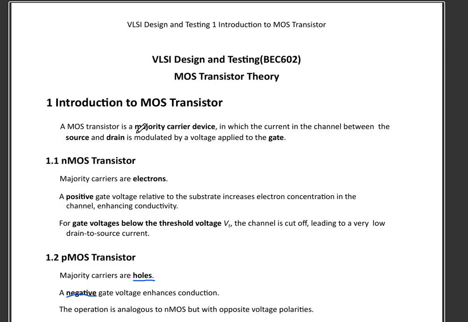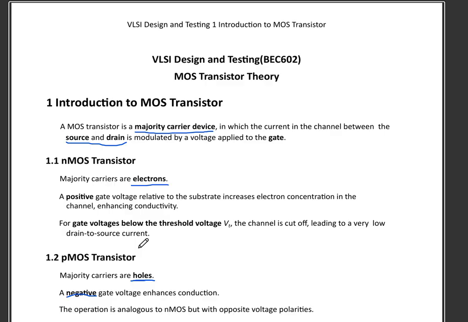First, coming to the definition of MOS transistor, it is a majority carrier device, and when current is applied in the channel between the source and drain terminal and is also modulated by a voltage applied at the gate terminal, it is called a MOS transistor device. And MOS transistor is further divided into two types, NMOS transistor and PMOS transistor. In NMOS transistor, majority carriers are electrons, whereas in PMOS transistor, majority carriers are holes.